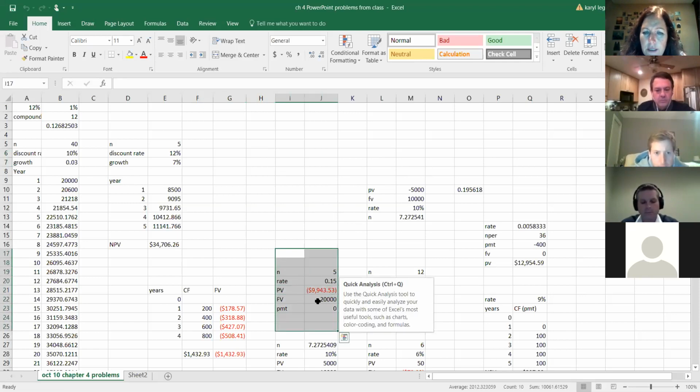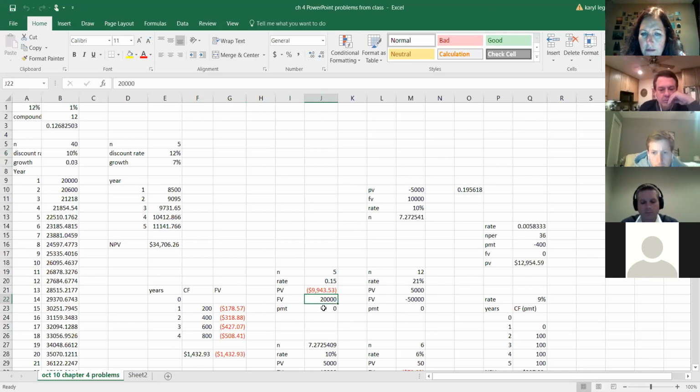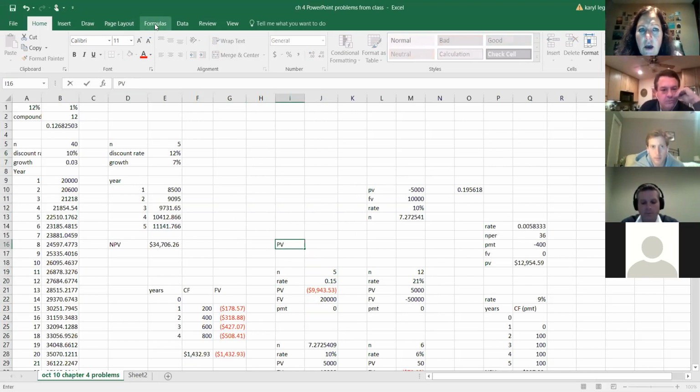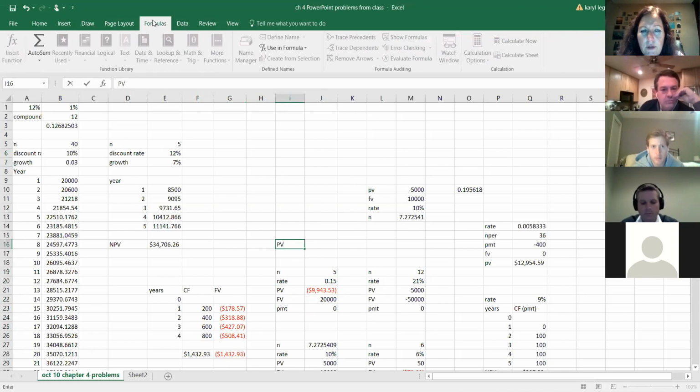So what I know is that my future value is 20,000. My payment is 0. My rate is 15%, and here it is as 0.15, and my N is 5. The formula I'm using is called the present value formula. The formulas in Excel are right here under the formulas tab at the top, and you would pull up the financial formulas. So the formula is PV, present value, and it tells you exactly what you need to do.